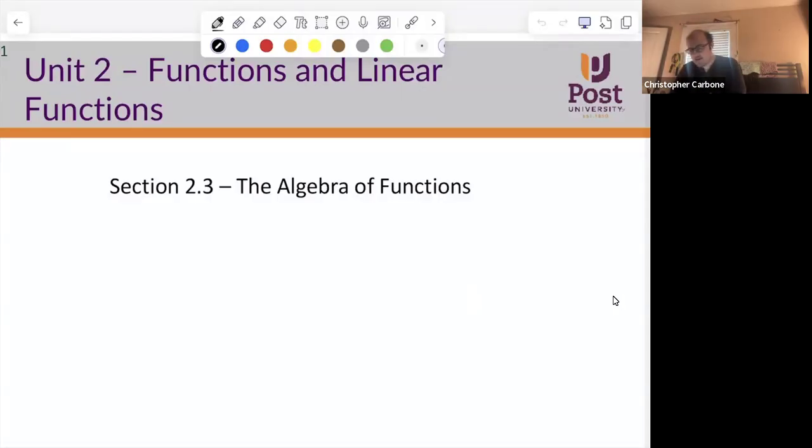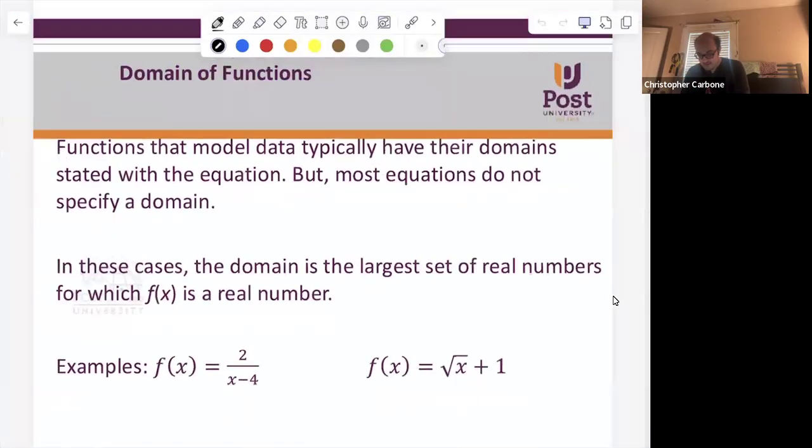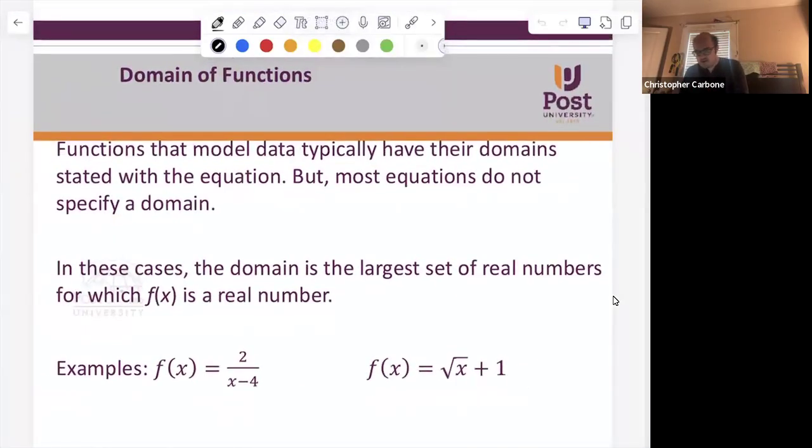Hello, class. In this lesson, we're going to go through section 2.3, which is on the algebra of functions. The domain of these functions that model things typically stays with the equation, but not every single one. For the most part, the domain should be the largest set of real numbers for which our function is a real number.